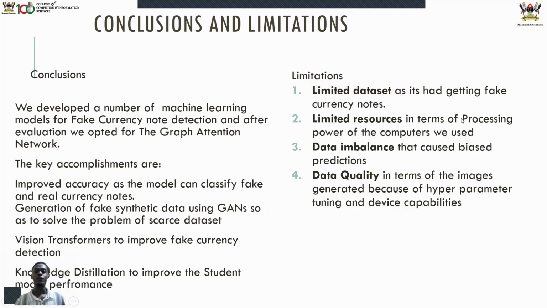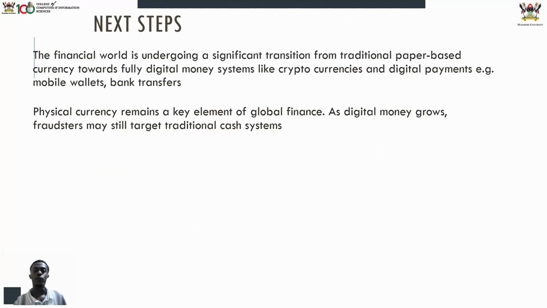Then the limitations: we had a limited data set, as my colleague had earlier said, and limited resources. That's why the GAN produced low quality images that are imbalanced. We also addressed that using data augmentation, then the data quality in terms of the images.